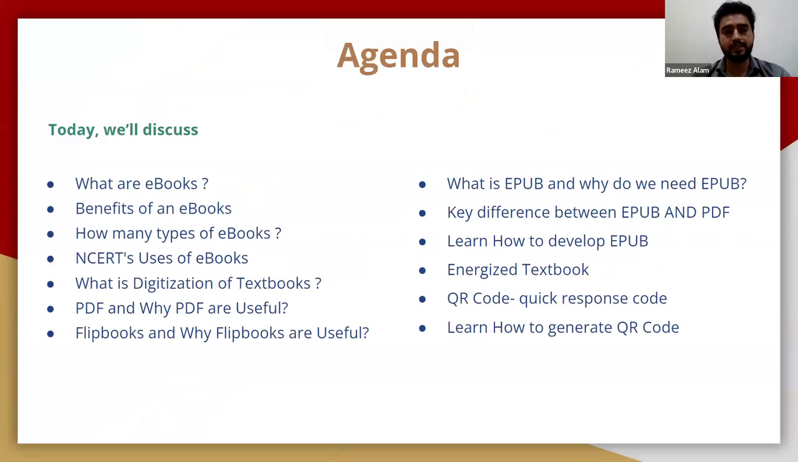So today we are going to discuss the following topics: what are ebooks, benefits of ebooks, how many types of ebooks, and what kind of ebooks NCERT uses, digitization of textbooks, why PDFs and why PDFs are useful, flipbooks, and why flipbooks are useful. And one of the most important topics is EPUB, and why do we need EPUB, key differences between EPUB and PDF, and QR code. And in the end, we will do some practical work, like we will know how to generate EPUB and how to generate QR code.